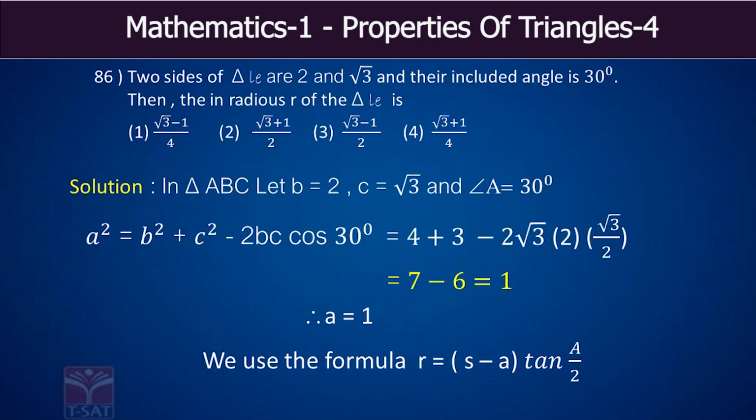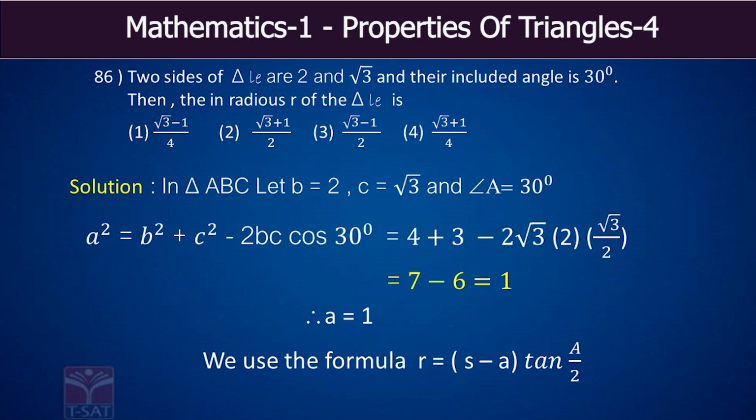Problem 86. Two sides of a triangle are 2 and root 3, and their included angle is 30 degrees. Then the inradius of the triangle is: 1, root 3 minus 1 by 2; 2, root 3 minus 1 by 4; 3, 2 root 3 plus 1 by 2; 4, root 3 plus 1 by 4.